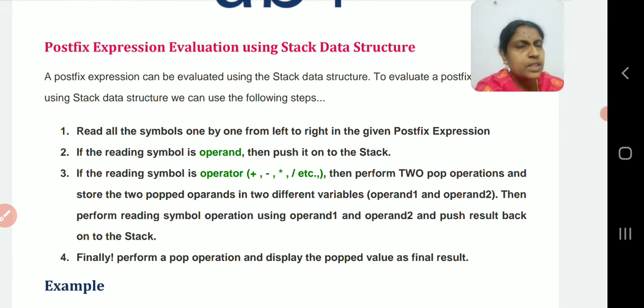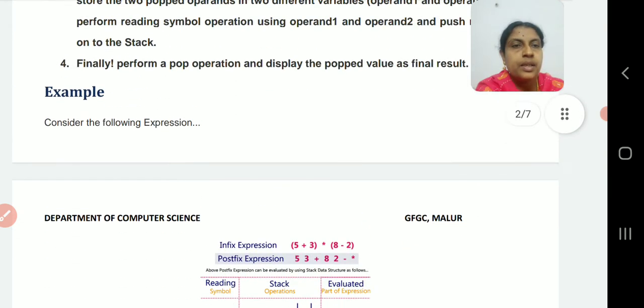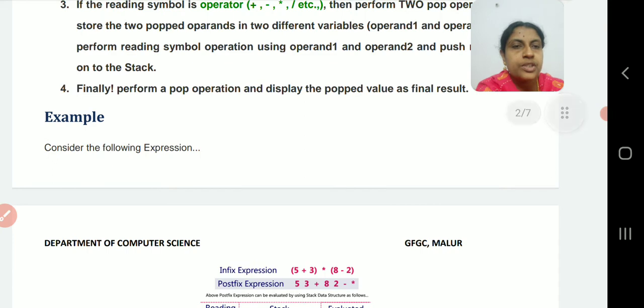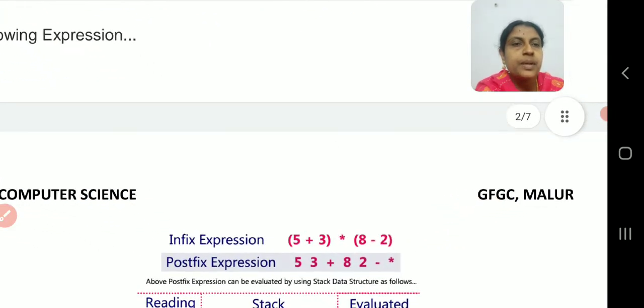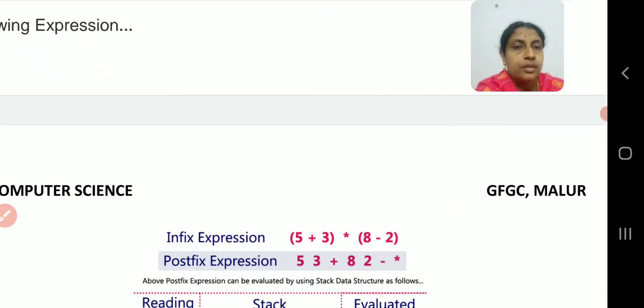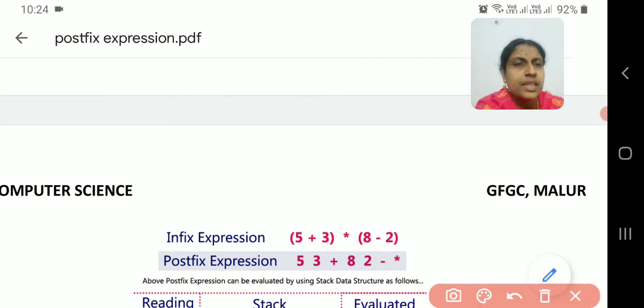So the final answer will be in the stack that you popped out and completed off. We will discuss this concept with an example. See, I have taken an expression 5 plus 3 within a bracket. Okay, infix expression we don't want, we will start from postfix. We are going to evaluate postfix only. Don't confuse yourself with infix expression.